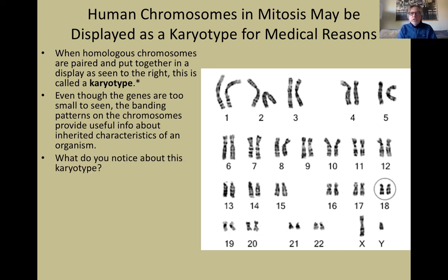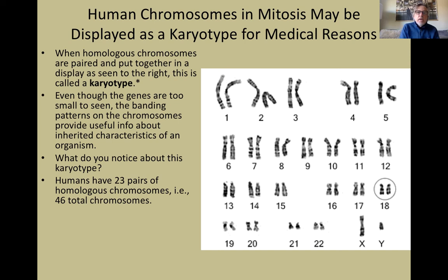So what do you notice about this karyotype? Maybe you pause the video and look at it for a second. Okay, hopefully you're back. So first thing is the chromosomes are paired. There's 2 of each. In this human karyotype, there are 23 pairs of homologous chromosomes for a total of 46 chromosomes altogether. You will notice also that one set of chromosomes is labeled with an X and a Y, and some of you may remember that these are the sex chromosomes. So the biological sex of the person who had this karyotype is male.